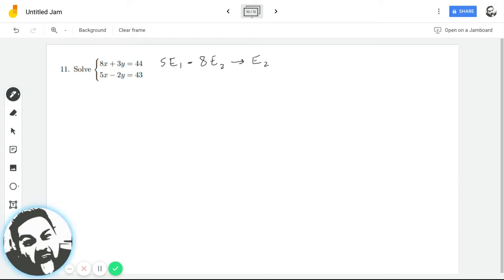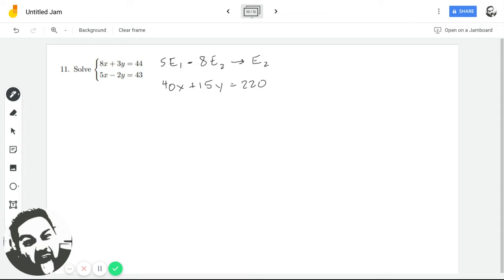All right, so now we're going to multiply E1 by 5. This gives us 40x. 5 times 3 is 15, so we have 15y. You're going to want to be careful here. This is where most people make mistakes, this multiplication part. 5 times 44 comes out to 220.